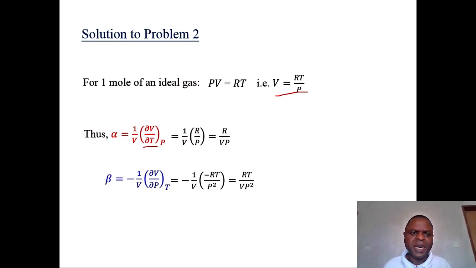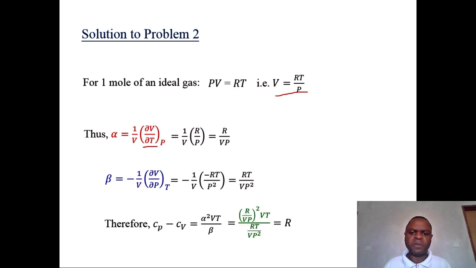Now we substitute the alpha and beta into our expression for Cp minus Cv, which is equal to alpha squared VT over beta. After we substitute, we get R over VP squared, VT, divided by RT over VP squared. And if we simplify, we get R, the gas constant, showing that Cp minus Cv is R. So for ideal gases, Cp minus Cv should be the gas constant R.